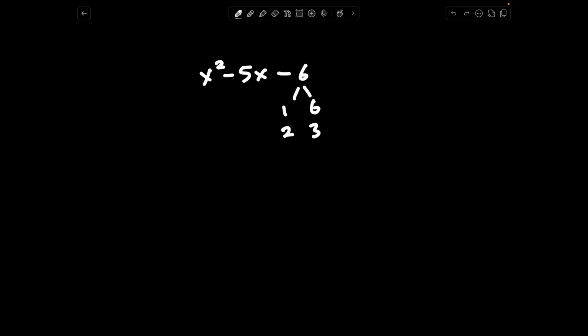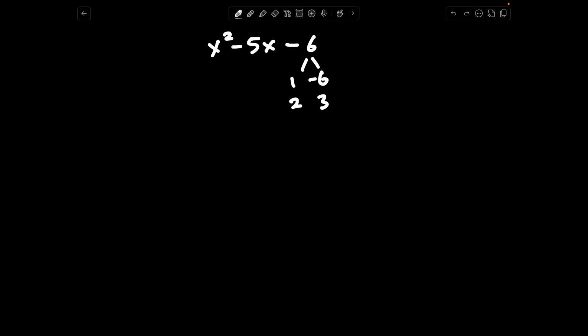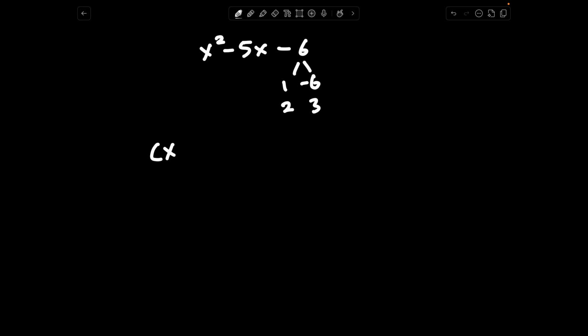So we'll go ahead and look at this first one. 1 times negative 6 does lead us to negative 6. 1 plus negative 6 does lead us to negative 5. Perfect. So, same process here. We're given x plus or minus, in this instance, plus 1.